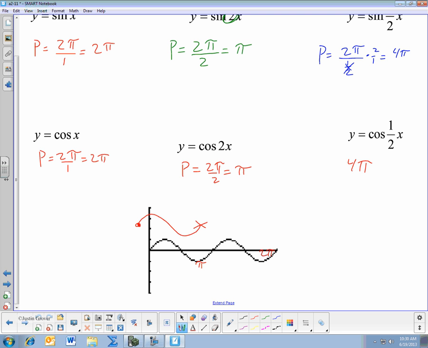So sine and cosine, when it comes to amplitude, frequency, and period, it doesn't really matter what the function is. The amplitude is the coefficient of the function, your frequency is the coefficient of x, and your period, where that first cycle ends, is 2 pi over your frequency.